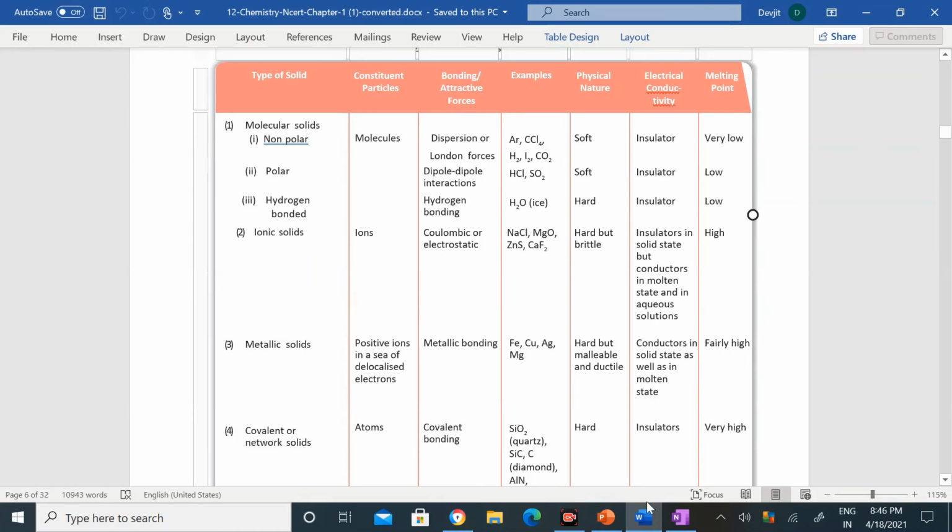Next is hydrogen bond. Hydrogen bond is very important. It is also very strong. Like in water, we have seen when water crystallizes to ice, it becomes very hard. Again, it is an insulator and the melting point is low, because hydrogen bond comes under what? Van der Waals force of attraction, and van der Waals force of attraction is itself weak. So whatever falls in the category of van der Waals force will also be weak. Among the weakest, hydrogen bond is strong, but still it is weak. That's why it has a low melting point.